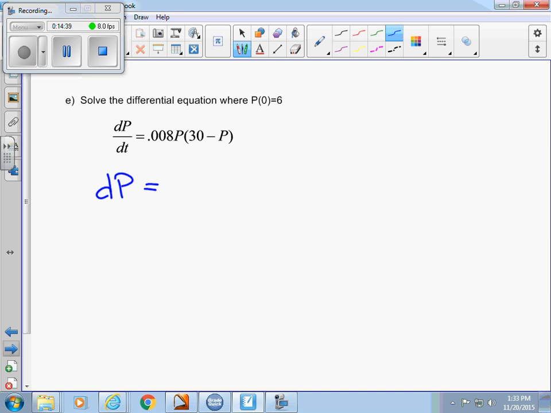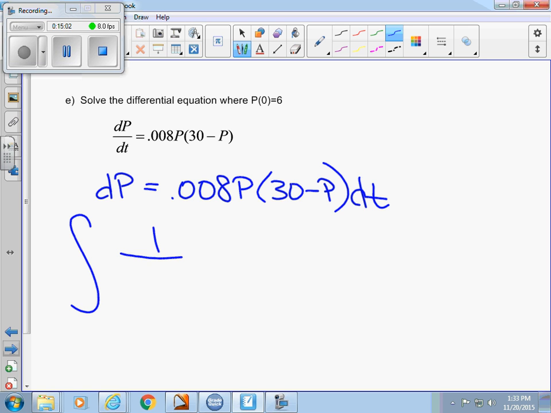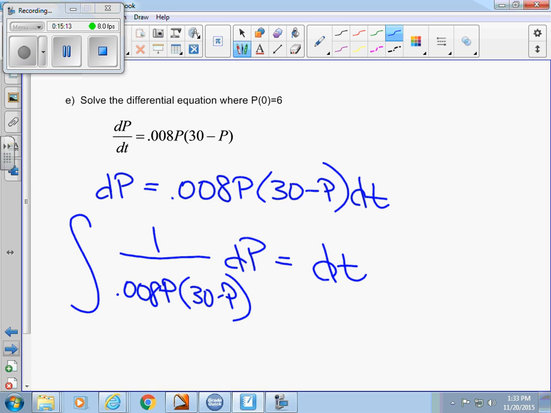So, first thing we do is separate the variables. Grant, this is for you. I'm going to move the dt over. I want all the P's on the left-hand side, so I'm going to divide by the 0.008P and the 30 minus P, right? And I'm going to anti-differentiate. Luckily, it is already factored for me. If it weren't, I would need to factor it. And then Grant, to undo a derivative, we're going to integrate both sides.